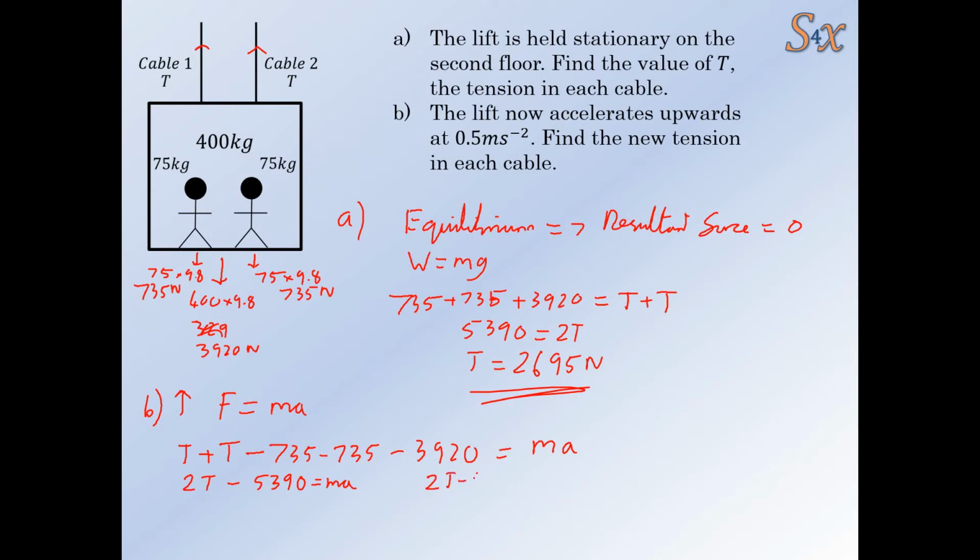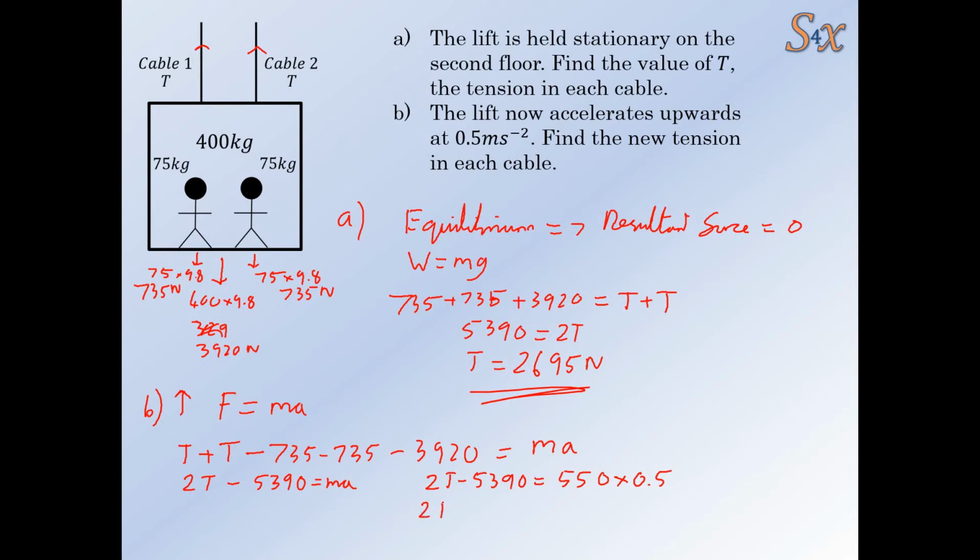Now we know what the mass is, and remember this has to be the total mass of the system, which is going to be 550 kilograms, because it's the 400 of the lift, plus the 75 of the first person, plus the 75 of the second person. We're looking at this whole lift, so it has to be the total mass of everything, of the lift and everything inside it. And we multiply that by the acceleration, which we've been told in the question is 0.5.